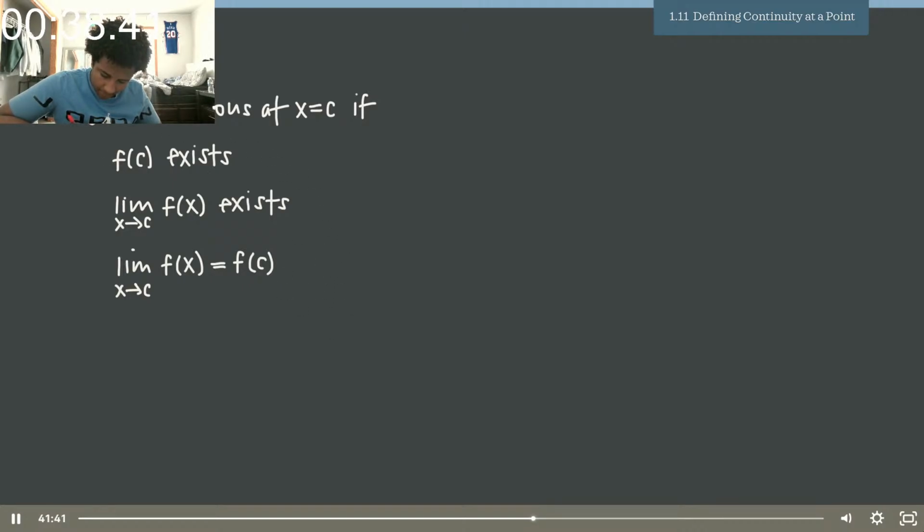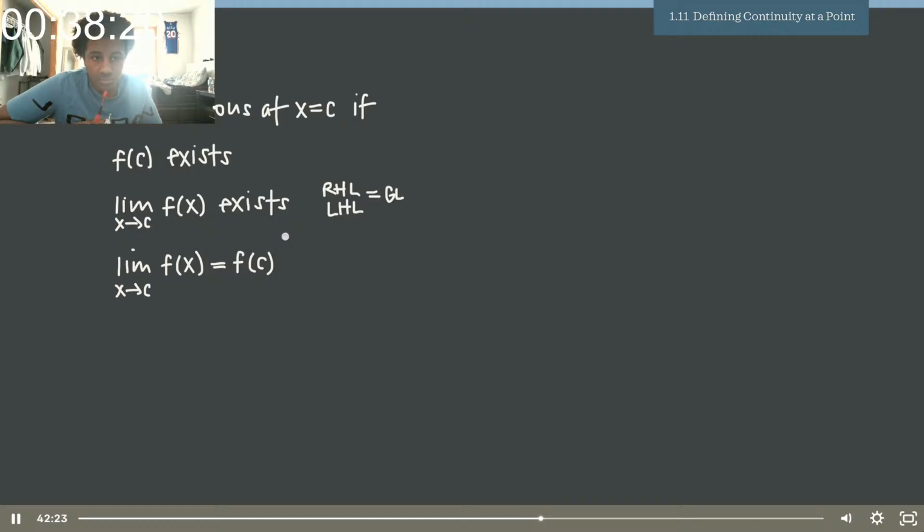So the definition is that a function f is continuous at any value x equals c, as long as these three things are true. f of c exists, so the value at c is defined. The limit as x goes to c exists. And remember, that's the general limit. So in order for that general limit to exist, the right-hand limit has to exist, the left-hand limit has to exist, and those two have to be equal to one another. If that's the case, then the general limit will exist. And the general limit is equal to the actual value of the function.